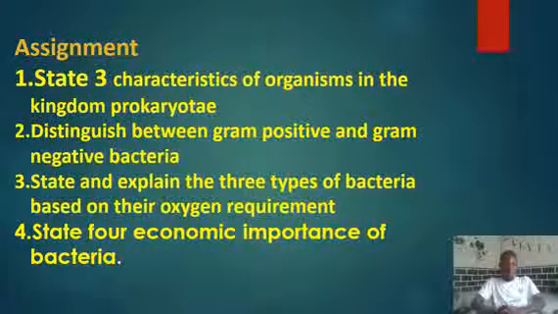You try this. The first question is that you have to state 3 characteristics of organisms in the kingdom Prokaryote. Then 2, you have to distinguish between gram-positive and gram-negative bacteria. 3, you are to state and explain the 3 types of bacteria based on their oxygen requirements. Then 4, you have to state 4 economic importance of bacteria.